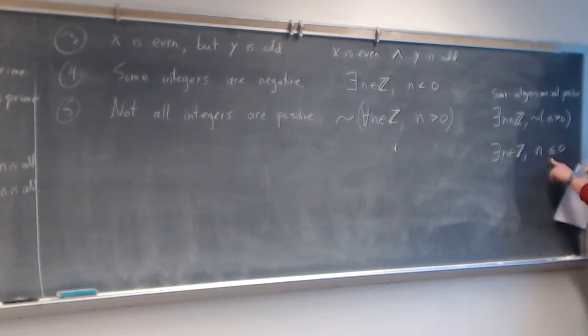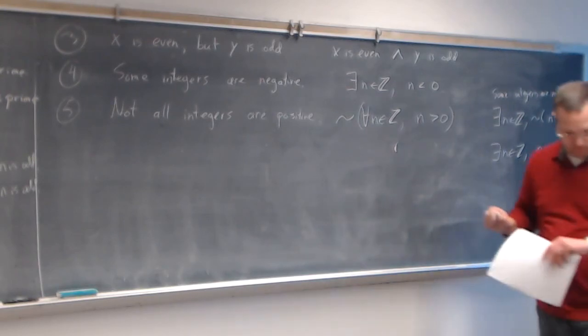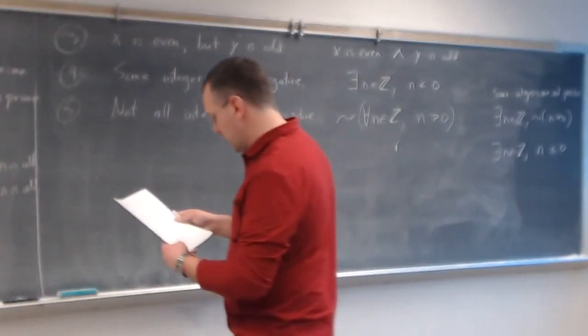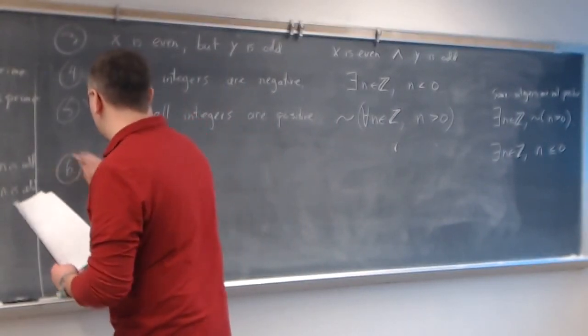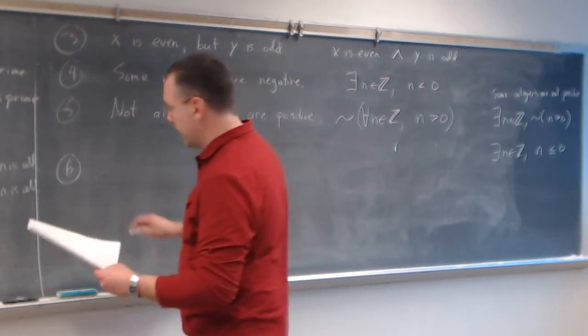So non-positive is not the same as saying negative. You've got to worry about zero. Maybe it'd be better if I start out with not all integers are negative, and saying some integers are non-negative. So not being positive is the same as saying less than or equal to zero. Last one. This is for all you people that are going to go on and take analysis one day.